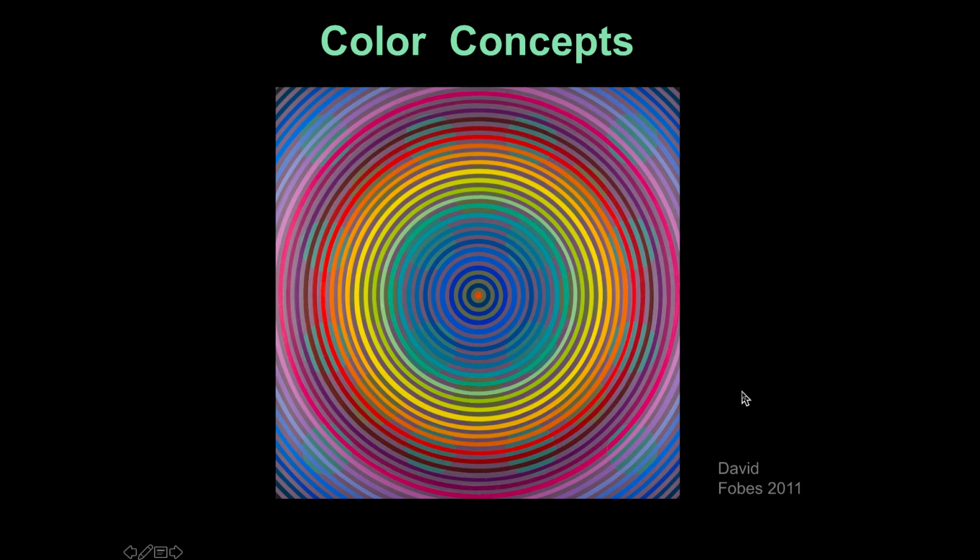Okay, Mr. Phobes here. This will be the first of three color mini lessons. The first one will be on basic color concepts. The second one will be on the color wheel, and the third one will be on color perception and color saturation.